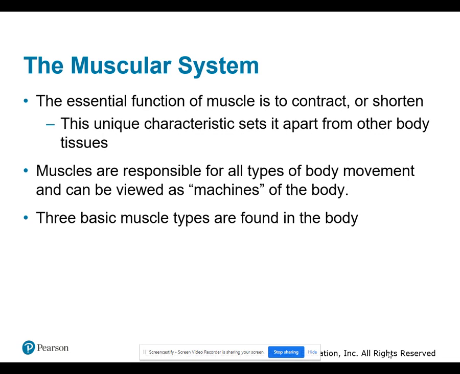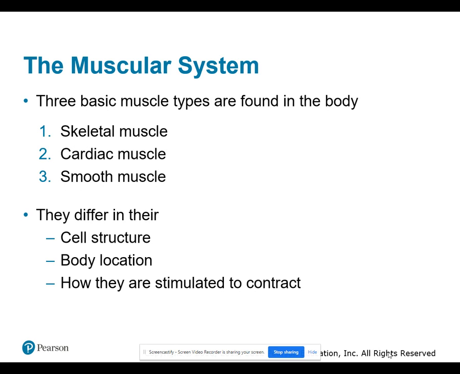Now, muscles are responsible for all types of body movement and usually can be viewed as machines of the body. There are 3 basic muscle types or tissues found in the body, and in fact, we've learned about these 3 different muscle types, so a lot of what you're going to learn today, you have already covered when we covered them in the tissue chapter. So the 3 basic muscle types, hopefully if you remember, are 1, skeletal, 2, cardiac, 3, smooth.